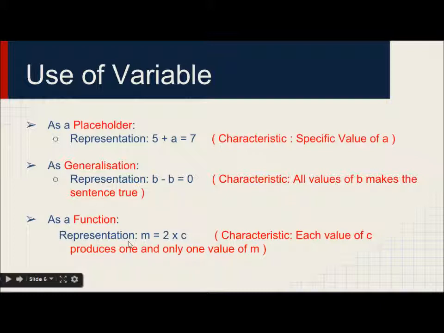As a function, the representation can be like this: m is equal to 2 times c, where each value of c produces one and only one value of m. So this is a function. The characteristic of a function is that in this equation, each value of c produces one and only one value of m. For example, if we put c equal to 1, then 2 times 1 is 2. If c equals 2, 2 times 2 is equal to 4. So whenever we put a different value for c, it produces one and only one value for m. So that's why this is a function.